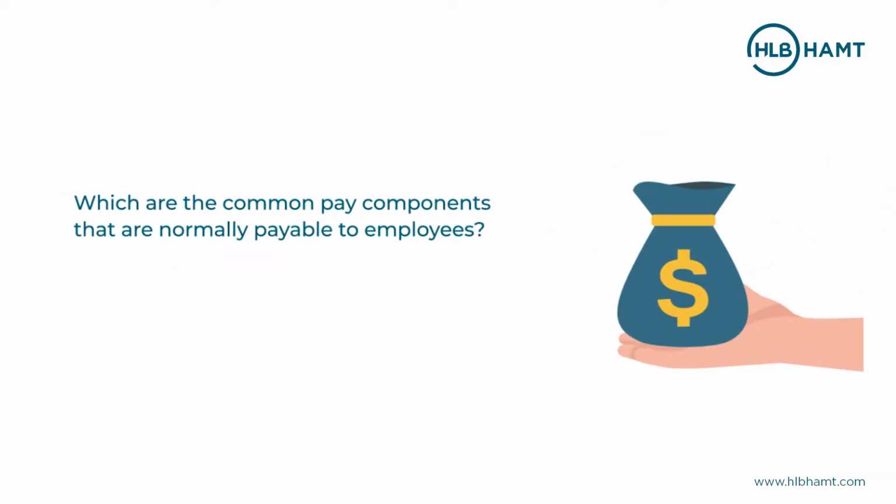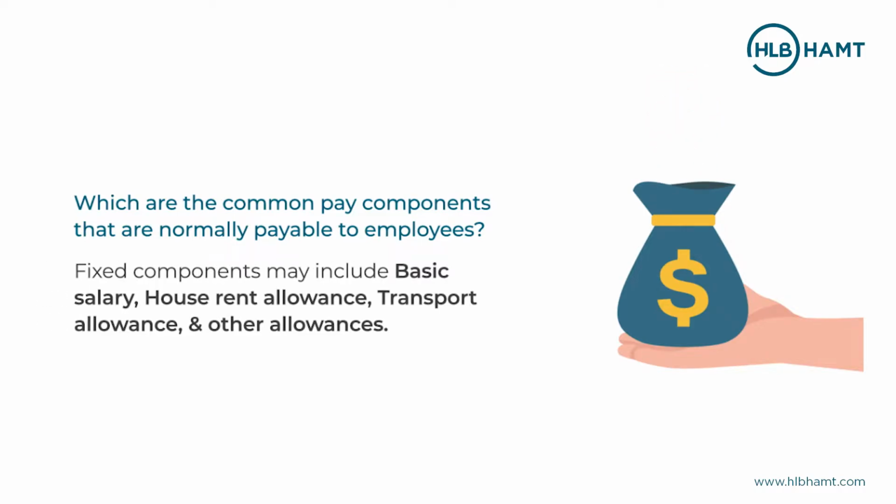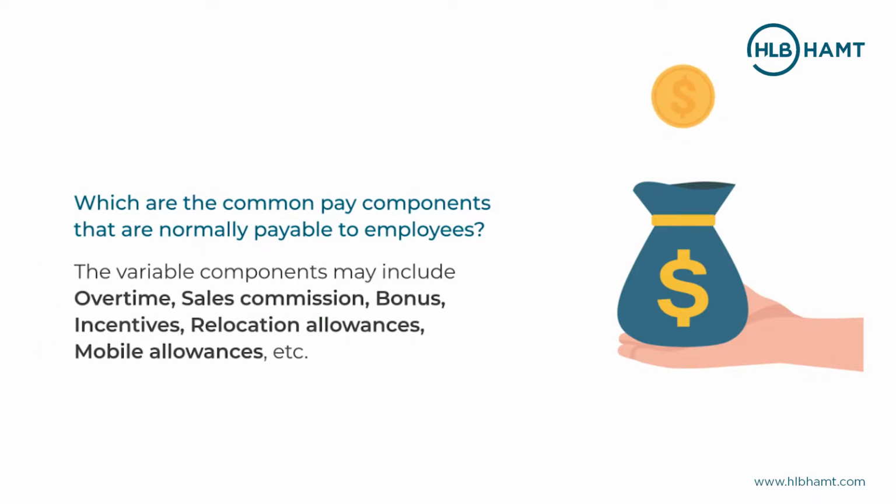Which are the common pay components that are normally payable to employees? Fixed components may include basic salary, house rent allowance, transport allowance, and other allowances. The variable components may include overtime, sales commission, bonus, incentives, relocation allowances, mobile allowances.